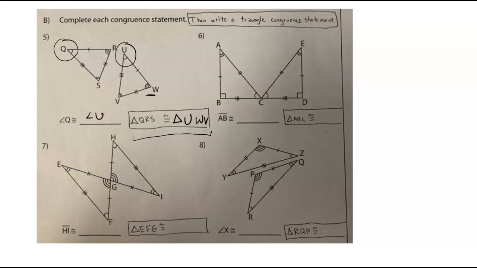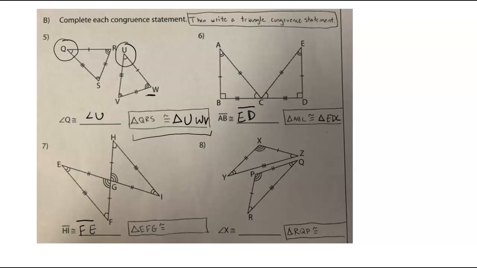Okay. If we look at 6, A to B, A has 2 little tick marks, so E also has 2 little tick marks. And then B has a right angle, which means that it'll match up with D. So then our triangle should read ABC, so this will be E, D, and then C. All right, looking at number 7, HI. So H is going to match up with F, and I matches up with E. So boom, just like that.